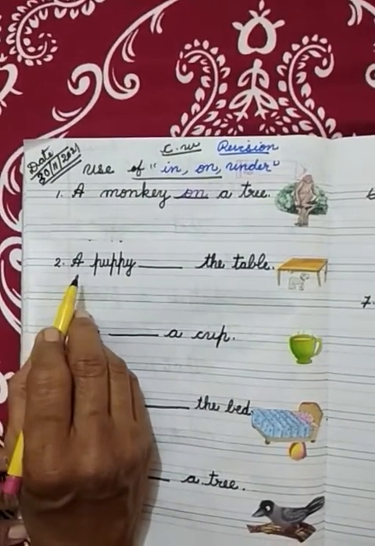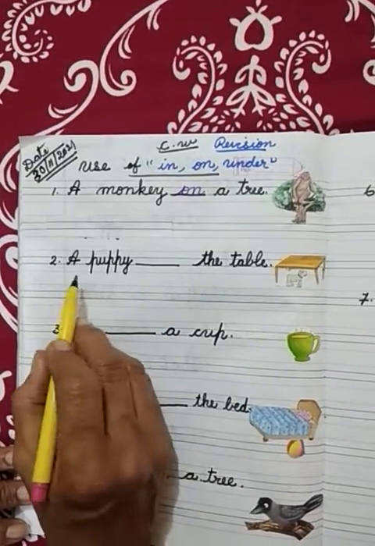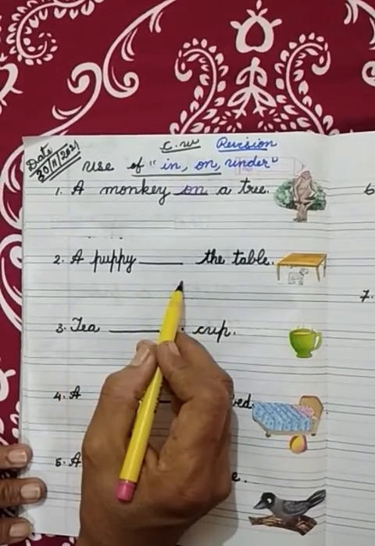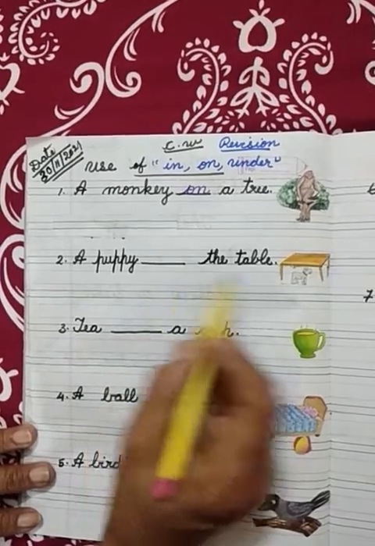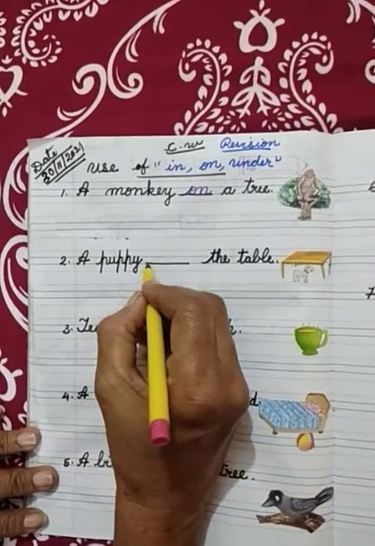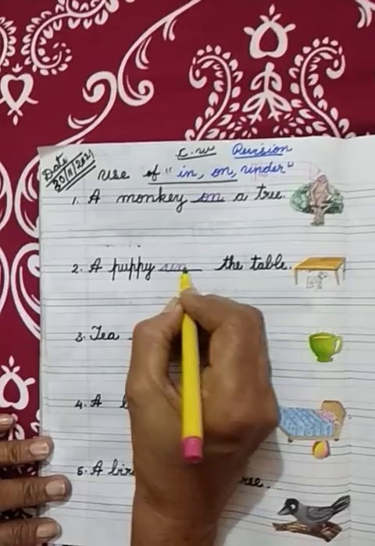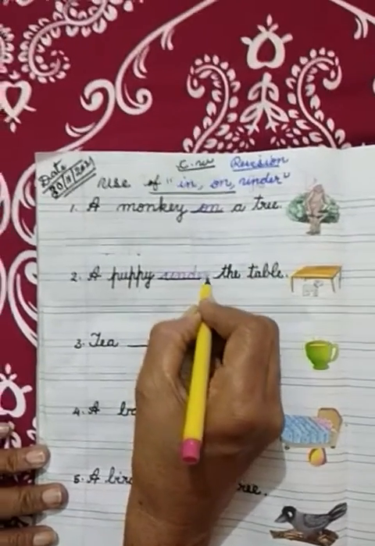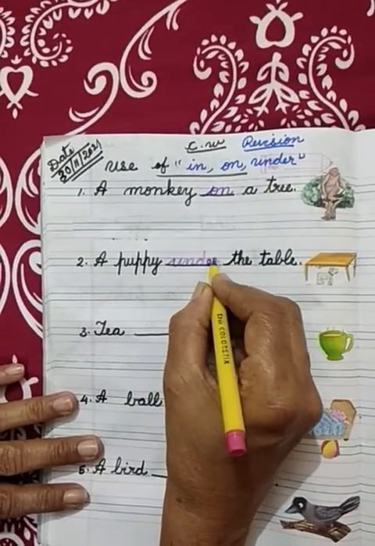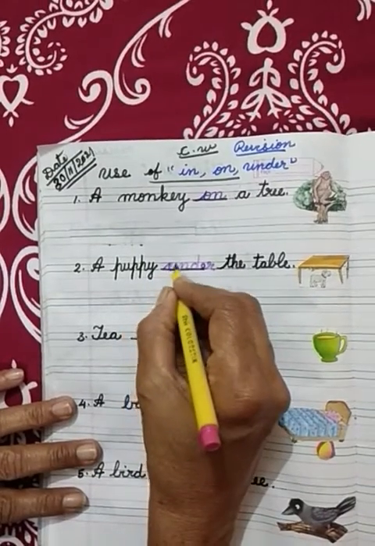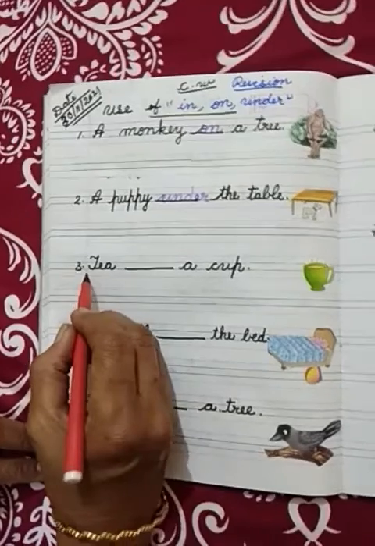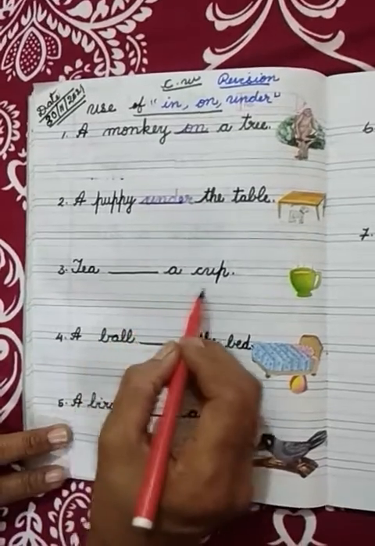Number two, a puppy dash the table. Where is the puppy? Puppy is under the table. Table की नीचे. अगर टेबल के नीचे, अगर डाउन कोई चीज दिखाएगा तो हम इधर क्या लिखना है? UNDER, अंडर. अंडर मीन्स नीचे.